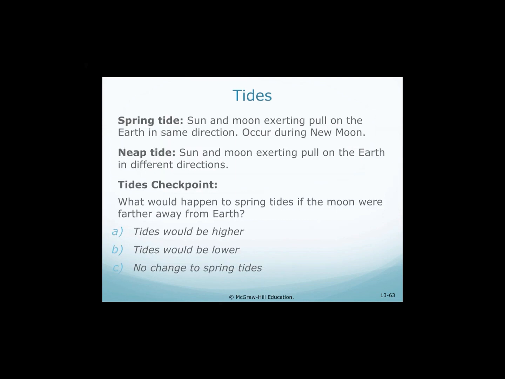A spring tide is when the sun and the moon exert pull on the Earth in the same direction. It occurs during the new moon. In the neap tides, the sun and the moon exert the pull on the Earth in different directions. What would happen to spring tides if the moon were farther away from Earth? Would the tides be higher, lower, or no change?